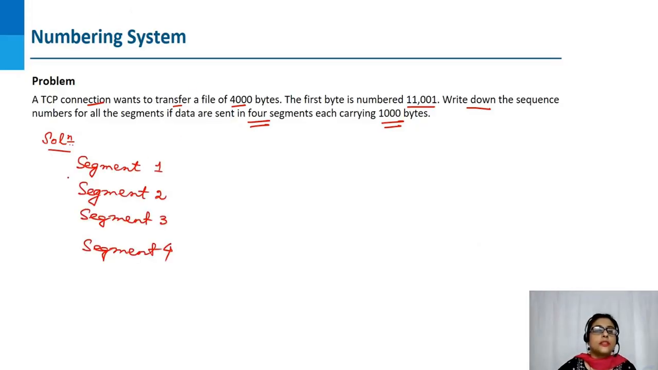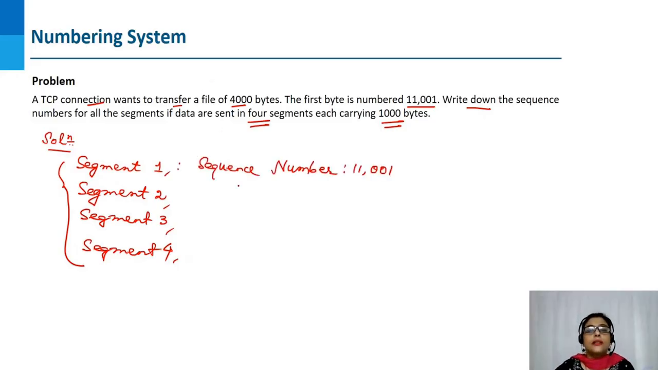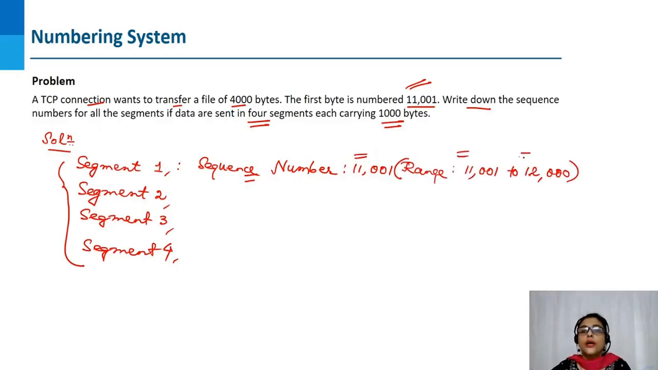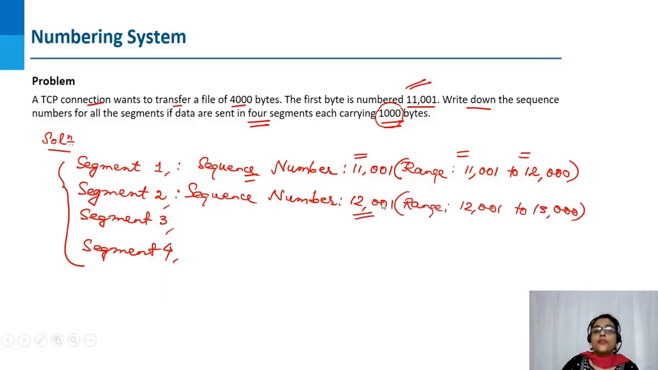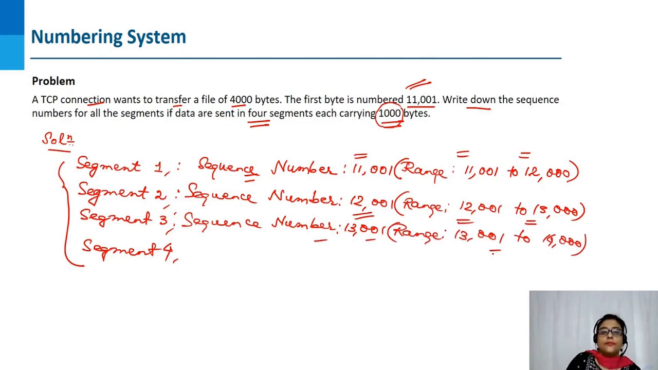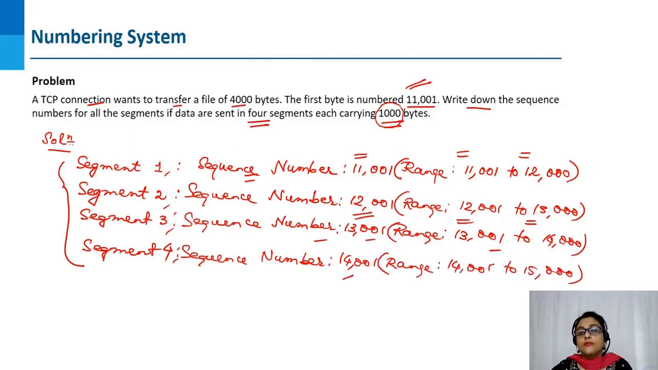Since there are 4 segments that are required, we give the numbers as segment 1, segment 2, segment 3, and segment 4. Now, what should be there in segment 1? In segment 1, the sequence number starts with 11001. And the range should be 11001 to 12,000, because each segment should carry 1000 bytes of data. Segment 2 will start with the sequence number 12,001, and its range should be from 12,001 to 13,000. Segment 3 should start with sequence number 13,001, and its range should be 13,001 to 14,000. For segment 4, the sequence number should start with 14,001, and the range will be 14,001 to 15,000.